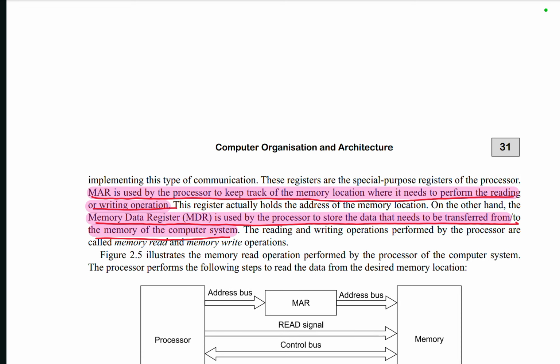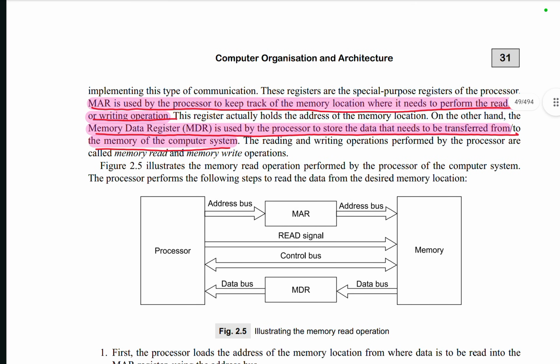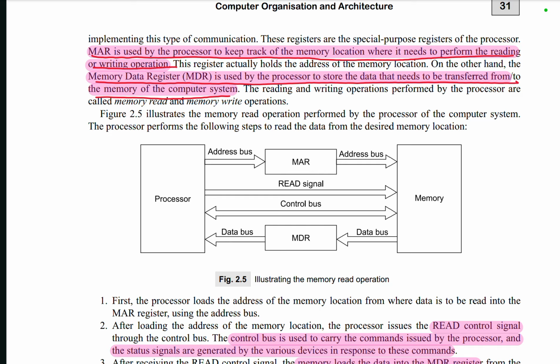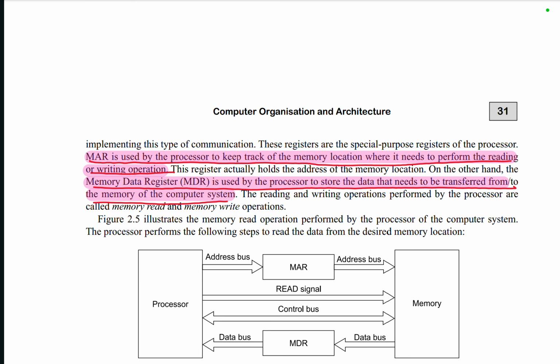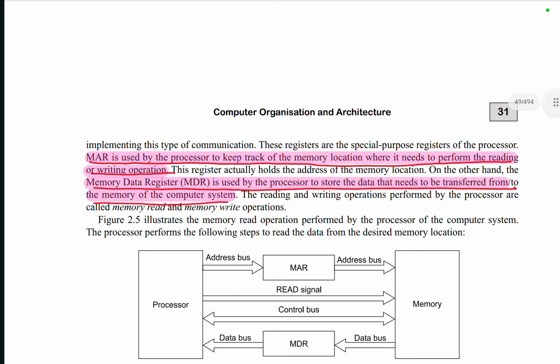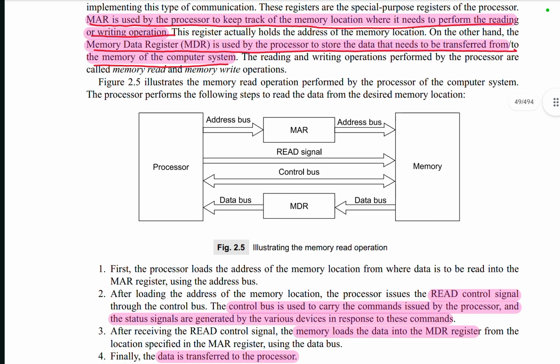Memory data register is used by the processor to store the data that needs to be transferred from the memory of the computer system. MAR is used by the processor to keep track of the memory location where it needs to perform the reading or writing operation. Memory data register is used by the processor to store the data that needs to be transferred from the memory of the computer system.